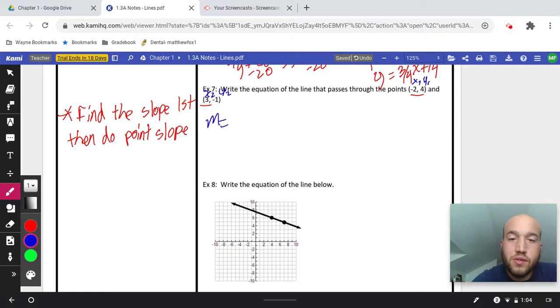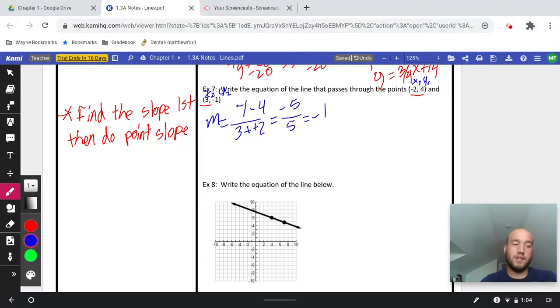So m equals, it'll be -1 minus 4 all over 3 minus -2. So -1 minus 4 is -5 all over 3 plus 2 gives us 5. That reduces to a slope of -1. Okay, now we need to plug it into our point-slope form and convert it to slope-intercept form.